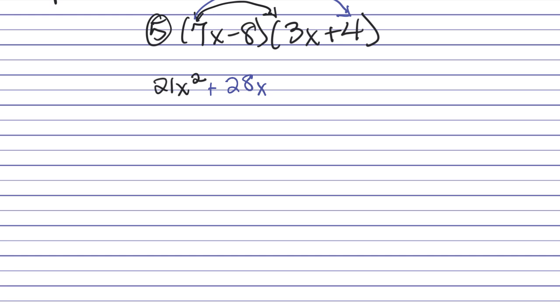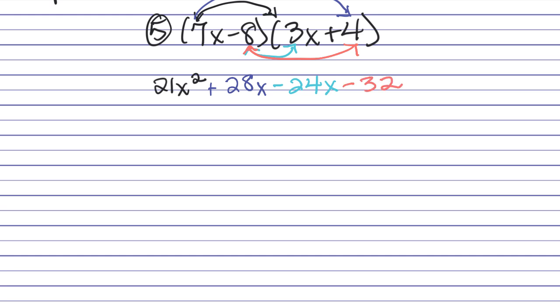All right, so next you're going to do your inner terms, which you have a negative 8 times 3, which is negative 24, and then you have an x. And your last is negative 8 times 4, which is negative 32.